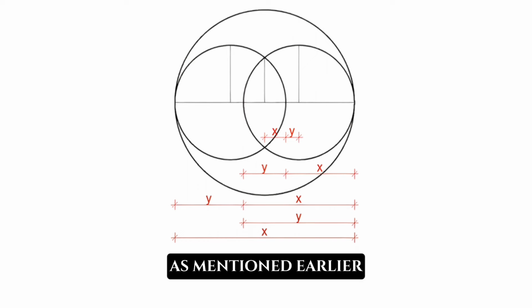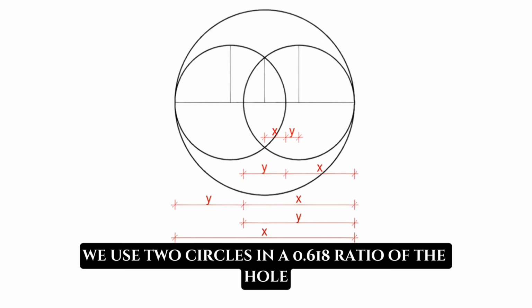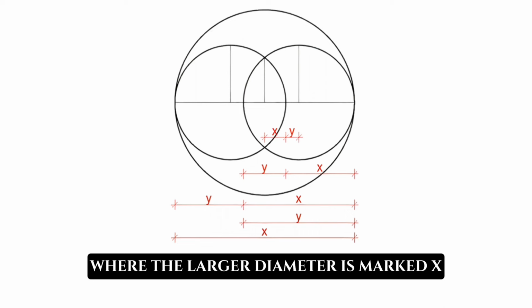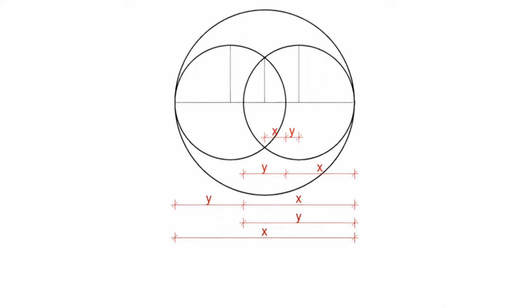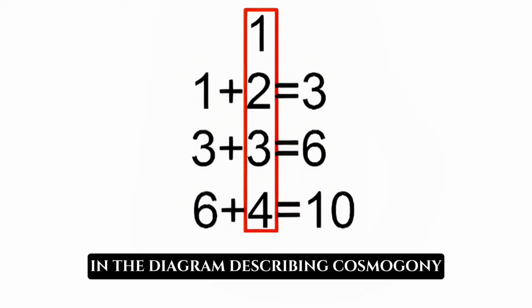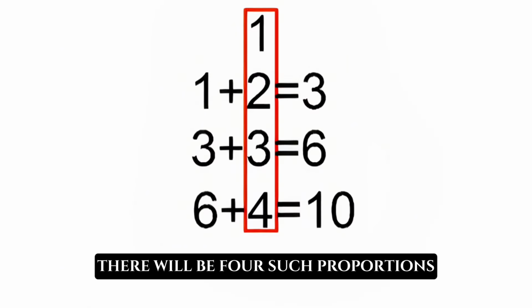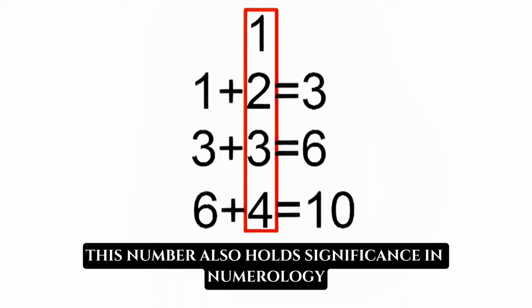As mentioned earlier, we use two circles in a 0.618 ratio of the whole, where the larger diameter is marked X and the smaller epsilon. In the diagram describing cosmogony, there will be 4 such proportions. This number also holds significance.